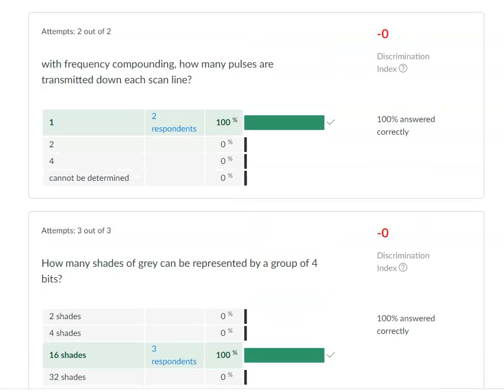With frequency compounding, how many pulses are transmitted down each scan line? Frequency compounding utilizes one pulse, and it utilizes all the different frequencies within the bandwidth. You only need one pulse in order to utilize multiple frequencies because we're using the entire bandwidth generated within that pulse. So 1 is the correct answer.